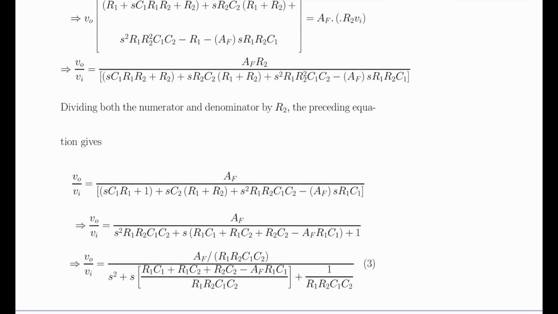So I divide both the numerator and denominator by R1, R2, C1, C2. So in the numerator we have AF upon R1, R2, C1, C2. In the denominator, if you divide the first term by R1, R2, C1, C2, this goes and we have simply S square. This term doesn't contain a factor R1, R2, C1, C2, so we have divided by it. The last term 1 we have also divided by R1, R2, C1 and C2.